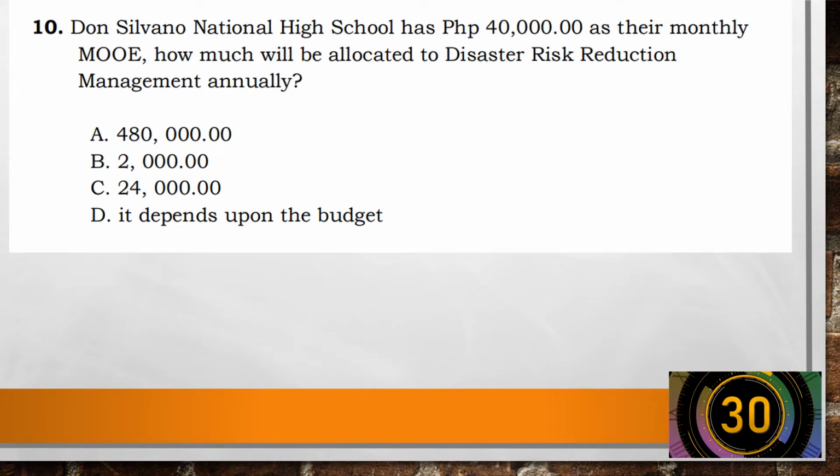Next, we have here number 10. Don Silvano National High School has 40,000 as their monthly MOE. How much will be allocated to disaster risk reduction management annually? Letter A, 480,000. Letter B, 2,000. Letter C, 24,000. Letter D, it depends upon the budget. Your time starts now.